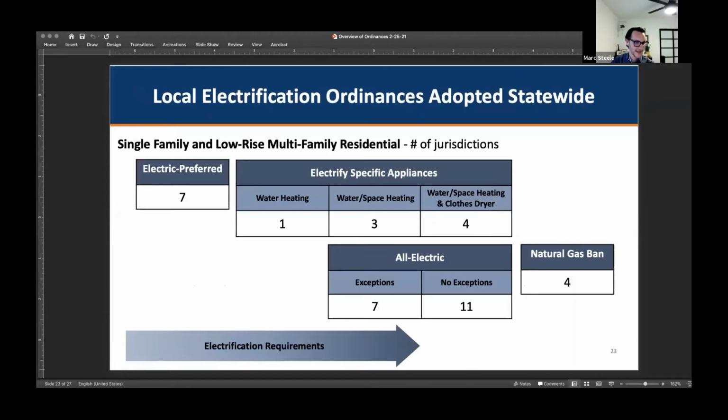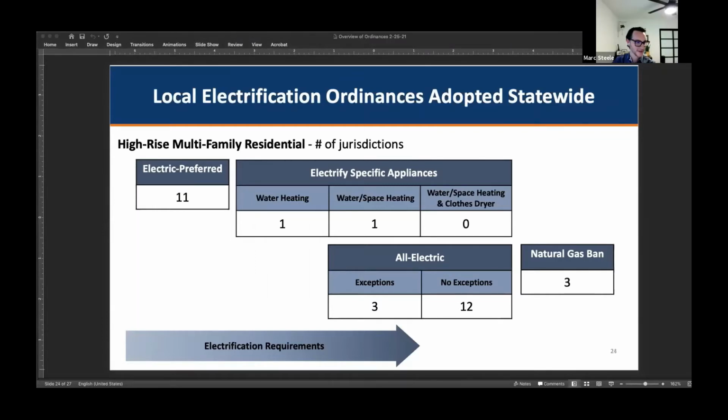So to better understand how other jurisdictions are requiring electrification, we've identified relevant ordinances statewide and have summarized them here for you. So this current slide shows the number of jurisdictions that have adopted local energy ordinances for single family and low-rise multifamily development. And we can see that the majority have adopted an all-electric requirement, followed by electric preferred. And again, a lot of the exceptions that we see here for all-electric requirements are going to be mostly for cooktops and fireplaces, and sometimes pool and spa equipment.